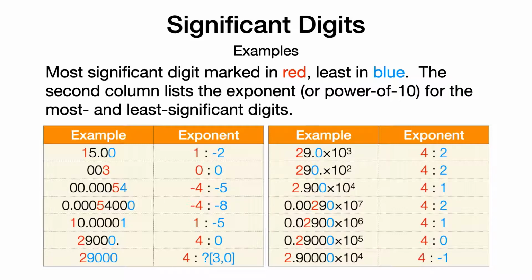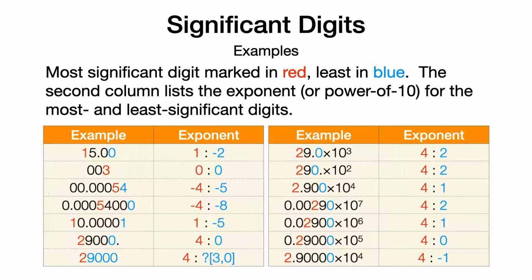And these are all given in the first column of our 2 sets of examples. So for example, in 15.00, the 1 is the most significant digit, and the final 0 is the least significant digit. In the next column, we're giving the exponents for the most and the least significant digit. The 1 is in the tens column, that is, in the numbers which are obtained from 10 to the 1, 1 times 10 to the 1 in this case. So this is in the 1 exponential column, and the final 0 is in the column for 10 to the minus 2, or 1/100th, is the minus 2 exponential value.